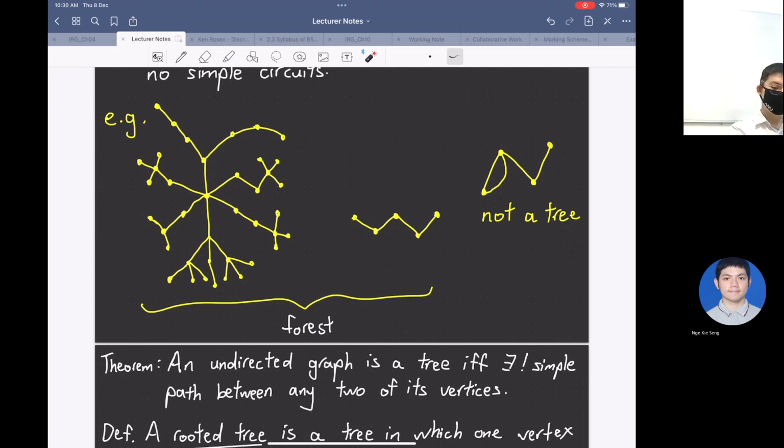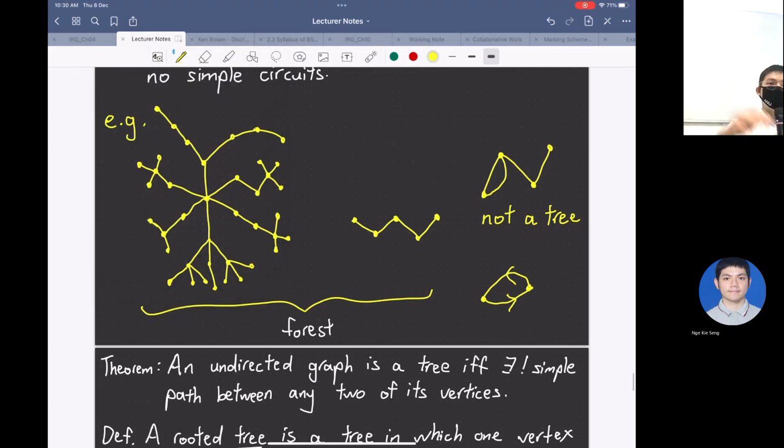If it is directed, then these two paths are different, right? Because one is going forward, one is going back. But if undirected, then these two are multiple edges. Because they're not the same, right? One is going forward, one is going back.